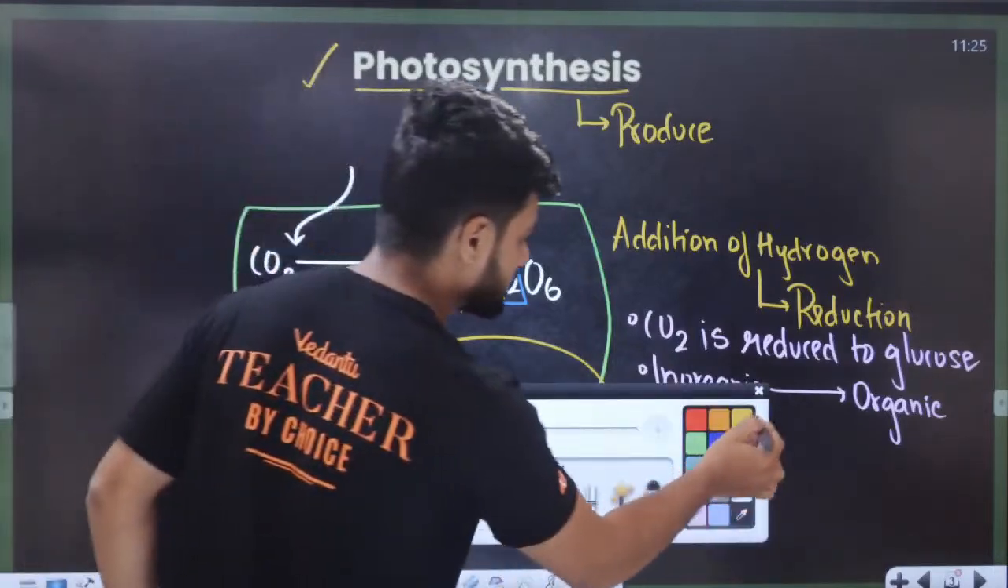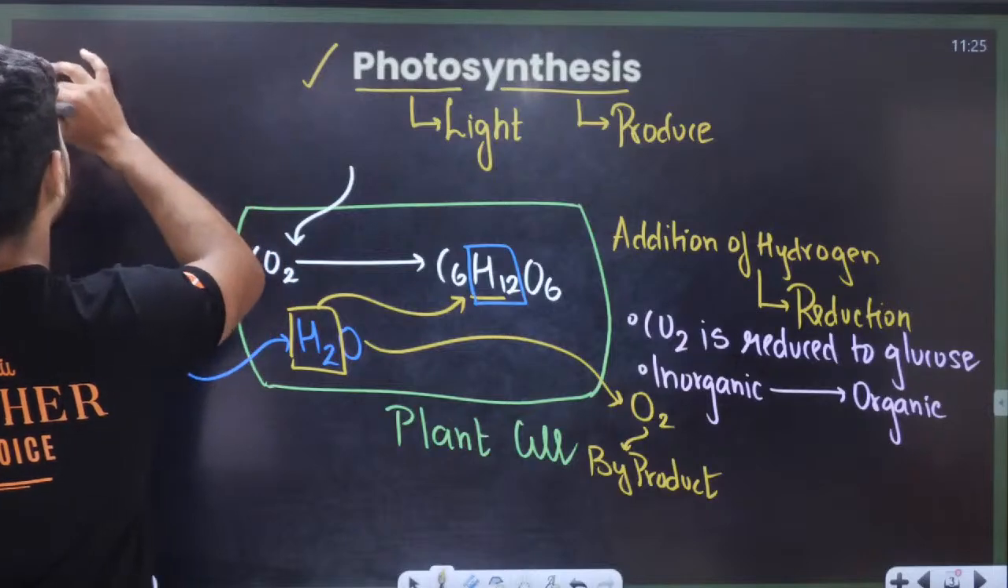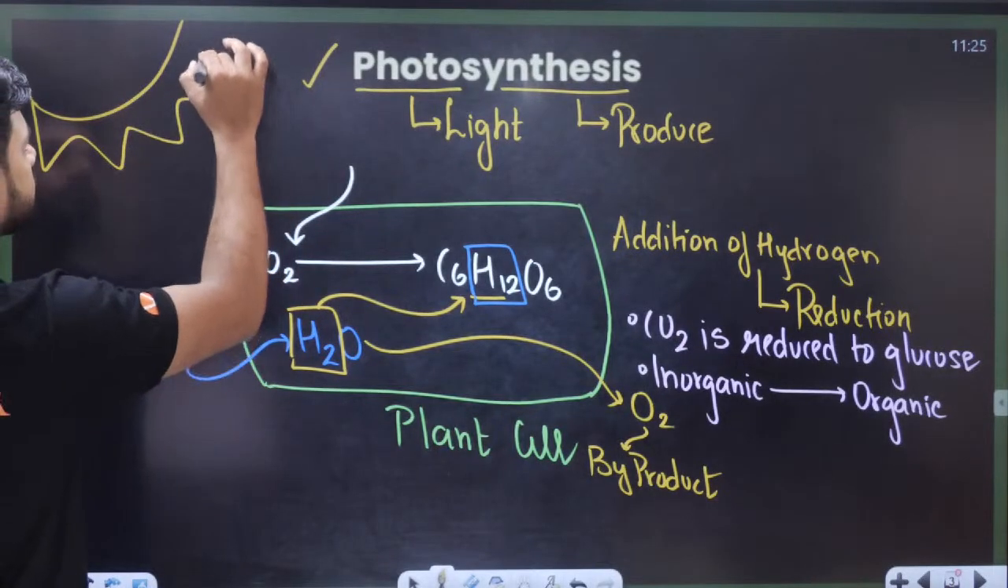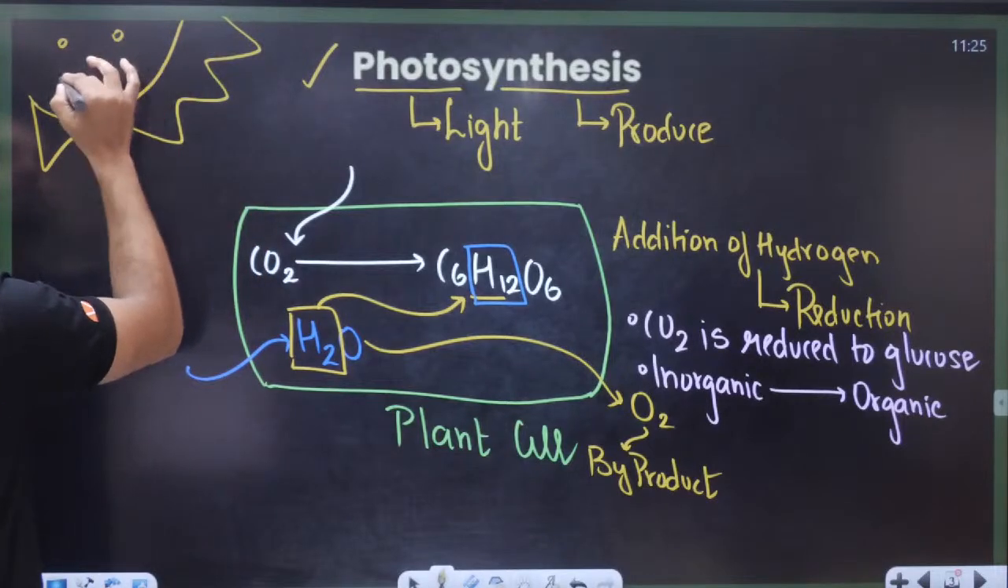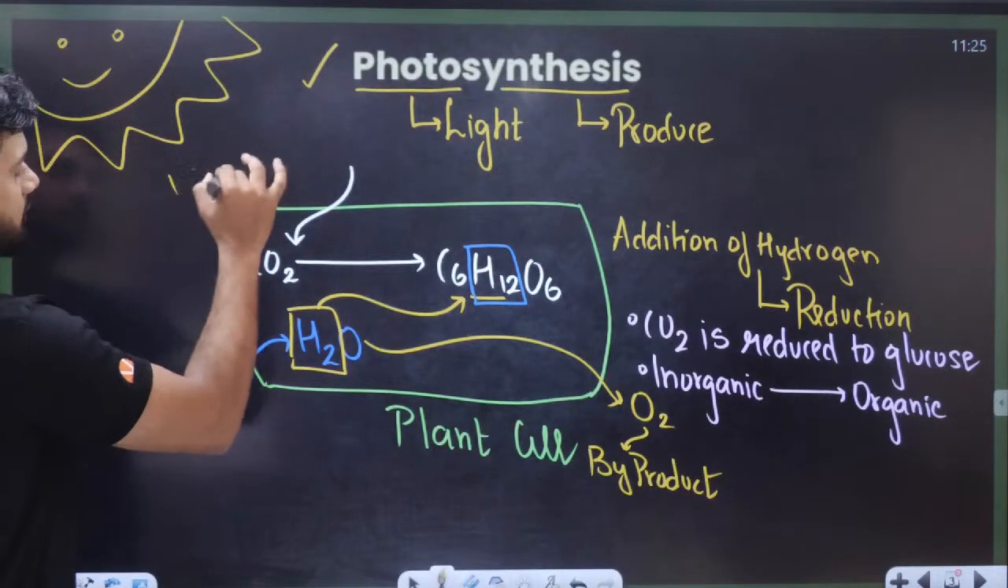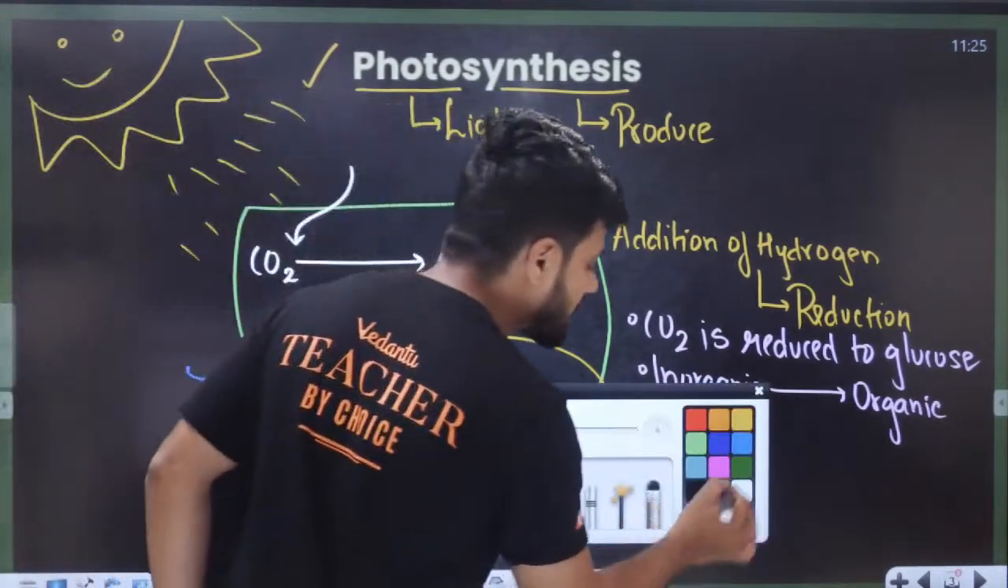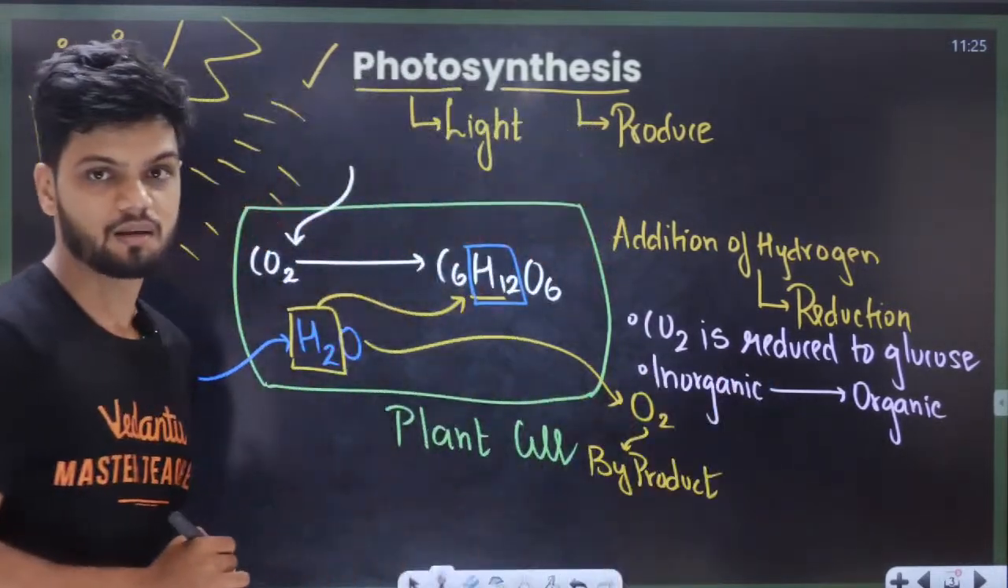So, we will add a sun here. All of you remember sun. We will draw sun here. A nice one. It's smiling. Okay. The sun is giving the sunlight. So can I tell the plants are absorbing the sunlight? Yes, they're absorbing the sunlight.